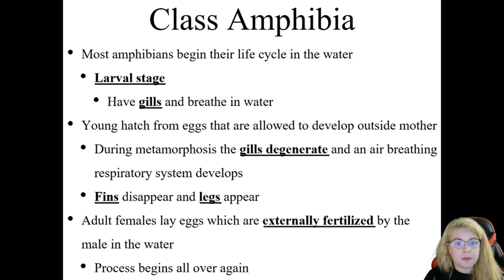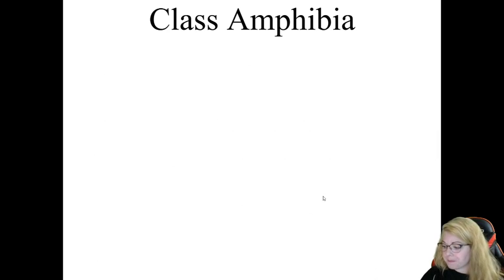Adult female amphibians lay eggs which are externally fertilized by the male in the water, and then this process begins all over again. So this is how we go from, say, a tadpole to a frog, something that's swimming in the water, to something that's capable of hopping on land. This process right here.